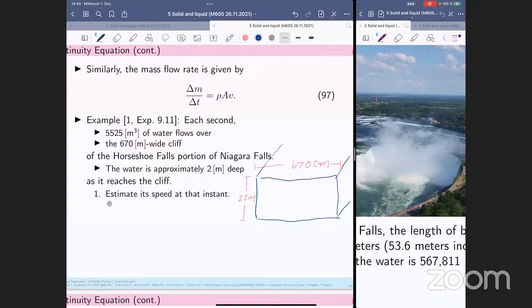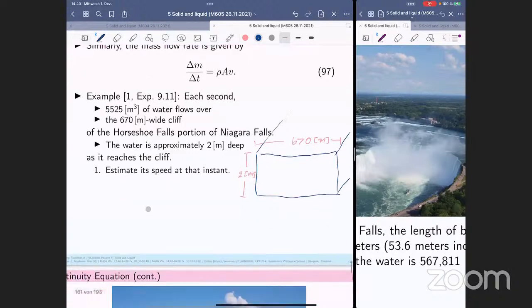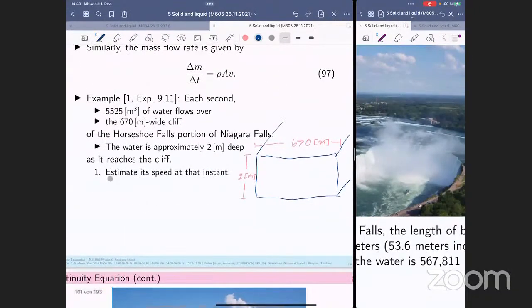The first question, and there is only a single question, is to estimate its speed at that instant. What is the speed? It just flows in this way, so what is the speed at this location? The speed is v, so they want to know v at this location.